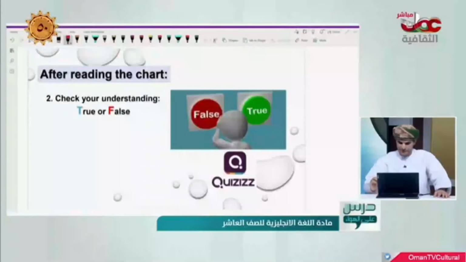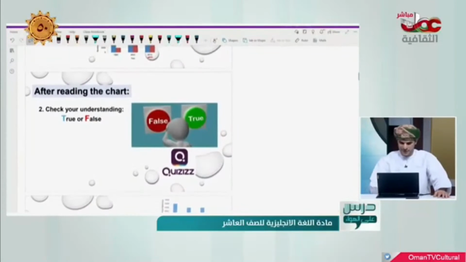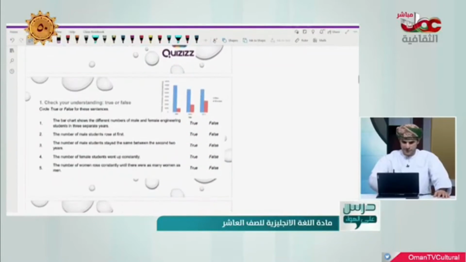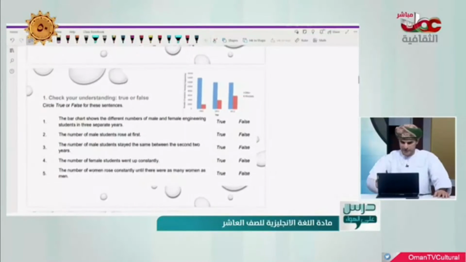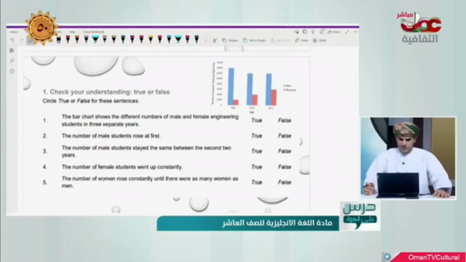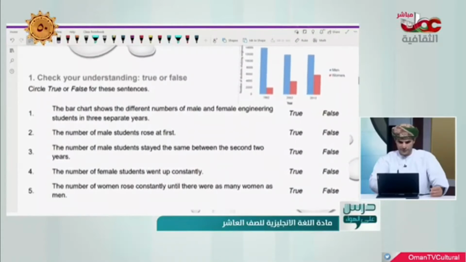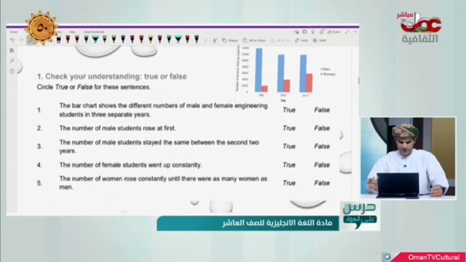Let's continue our lesson. So you are starting to get my idea. So you are understanding the chart. It's nice. So the bar chart for question 1 here. The bar chart shows the different numbers of male and female engineering students in 3 separate years. Okay, is it true or false? 3 separate years.